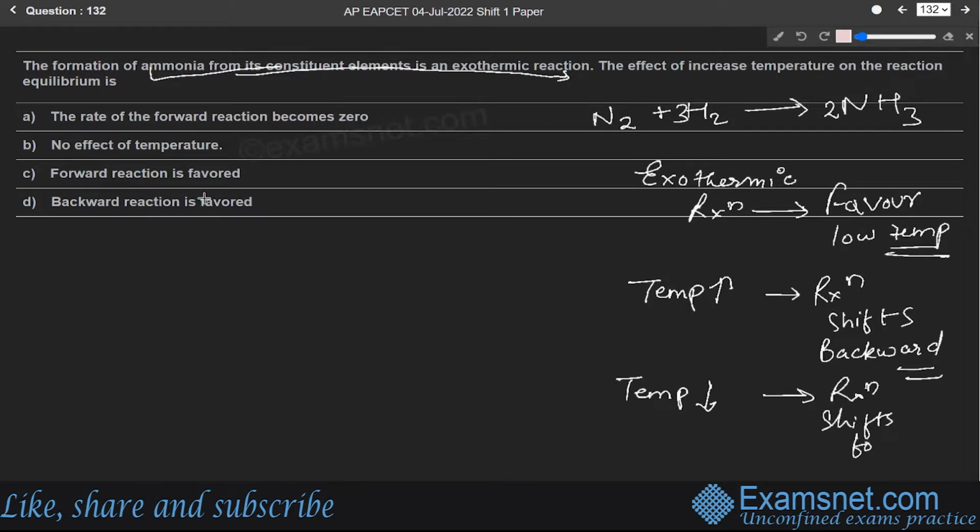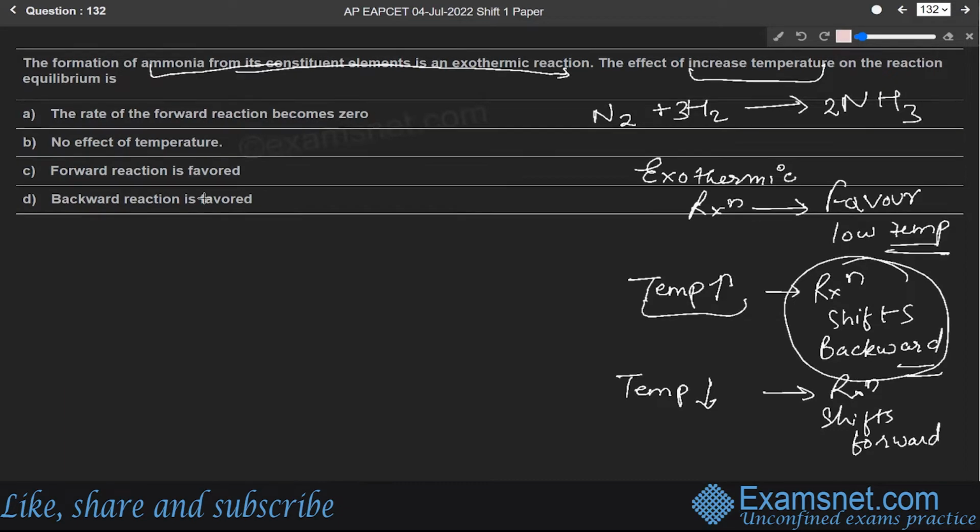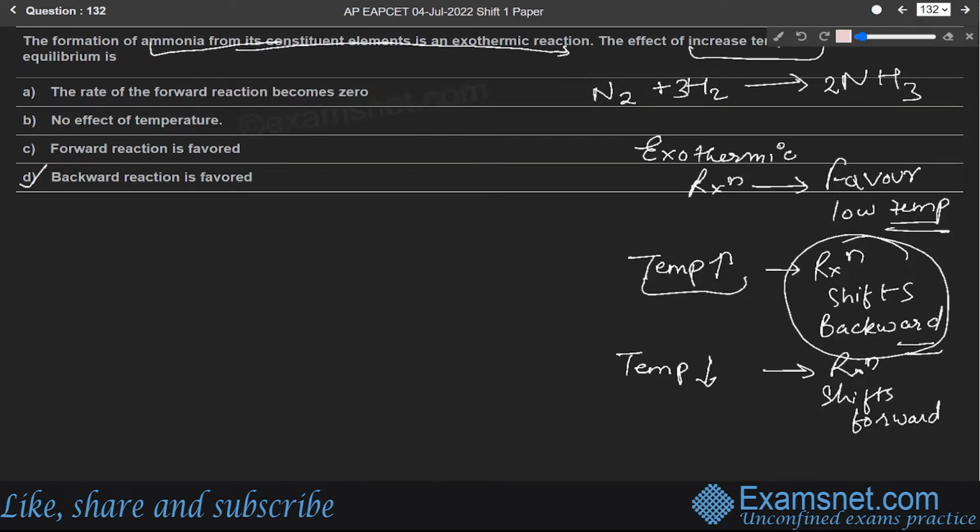Now can you see what they have asked? They have asked increased temperature, right? So when you say increased temperature, then the reaction would automatically shift backward. So shift backward, the backward reaction is favored. Can you see D option is correct? Now this can be asked again in the upcoming PYQs. So mark this again important.